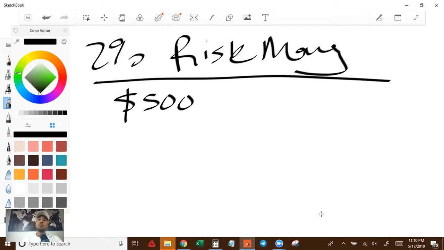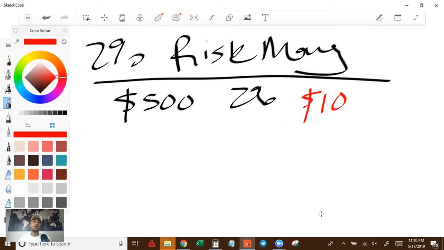Now, we follow a 2% risk, right? What that means is you're risking 2% of your account. Meaning, if I lose, I'm going to lose 2% of my account. So what is 2% of my account? Based upon a $500 account, that is $10. So you would lose $10 if you were to lose on that trade. Okay, so you would lose $10.